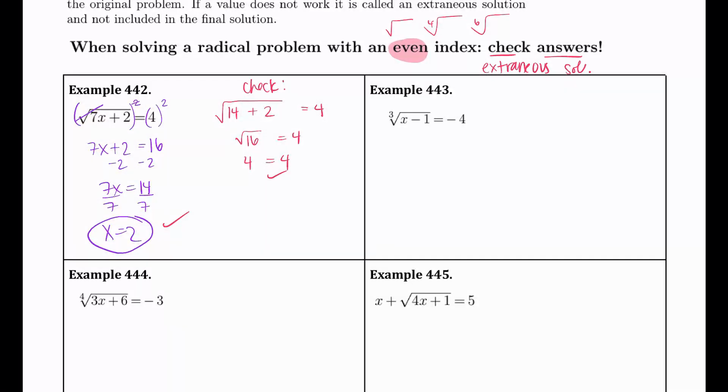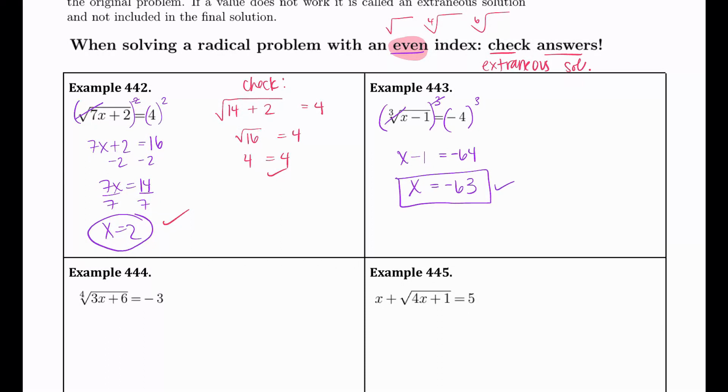Okay, on the next one, we have the cube root of x minus 1 equals negative 4. Since we have a cube root, we're going to use an exponent of 3 to cancel that. Whatever we do to one side, we do to the other side. The cube root and cubing eliminate each other, so I'm left with x minus 1 equals negative 4 to the third power, or negative 64. If we get x by itself by adding 1, we get x equals negative 63. On this one, we actually don't have to check it. It's not an even index. It was an odd index, so we know that x equals negative 63 is a solution.